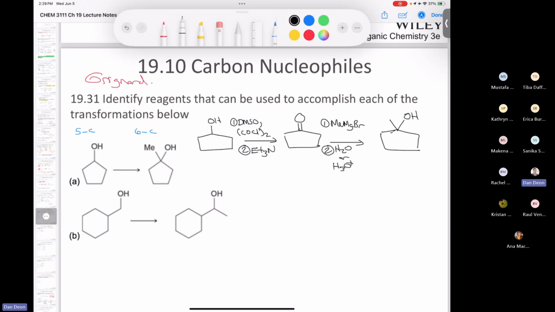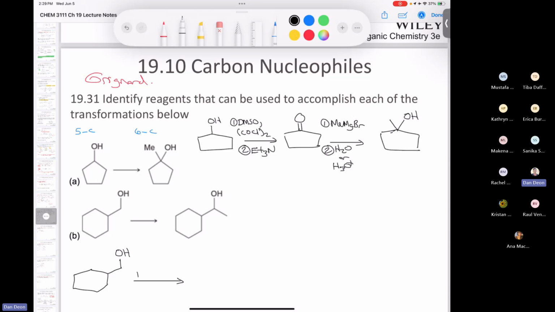We're going to take that alcohol, and let me just scribble it down here. So you're going to take this alcohol, and you're going to oxidize it, but we're going to oxidize to an aldehyde, not to a carboxylic acid. So we need a weak oxidizing agent. We could use the Swern oxidation again.